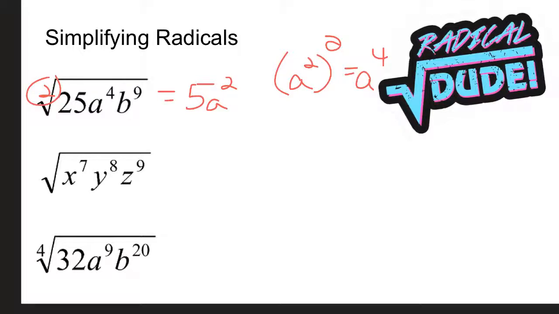So we have 2 on the outside. Now let's talk about the next one. Some students accidentally take the square root of 9. That's not what you do here. We are taking the square root of b to the 9th.